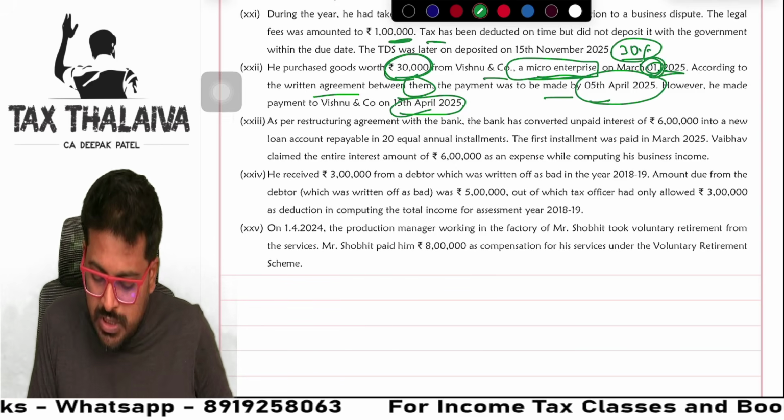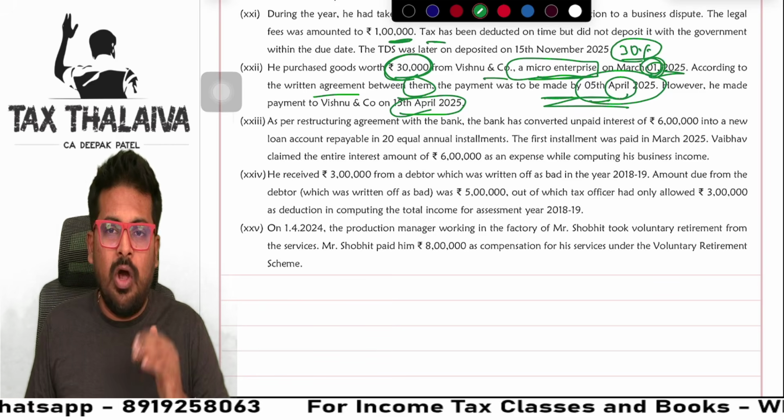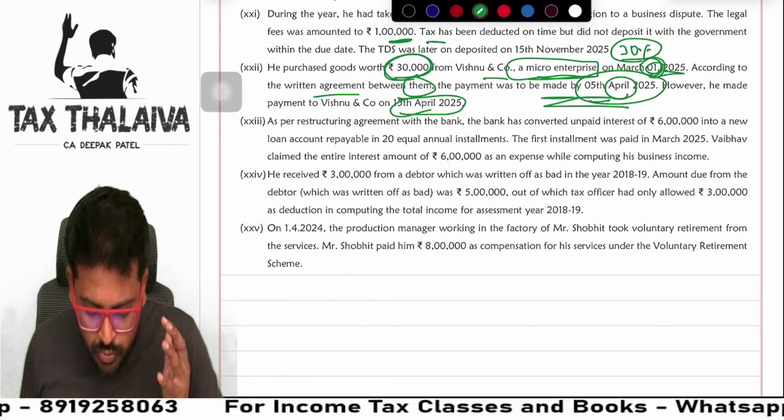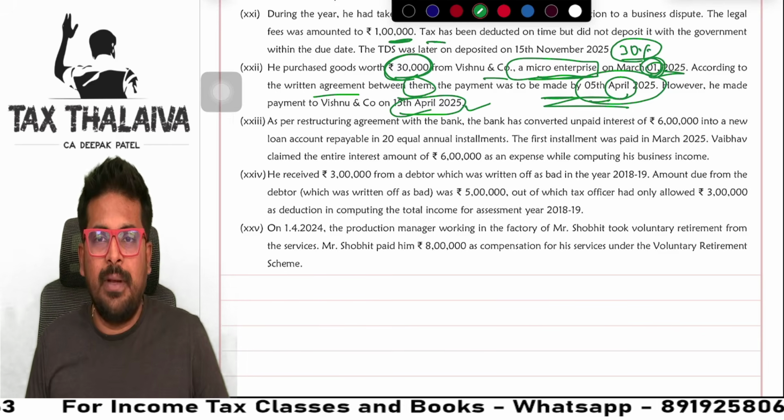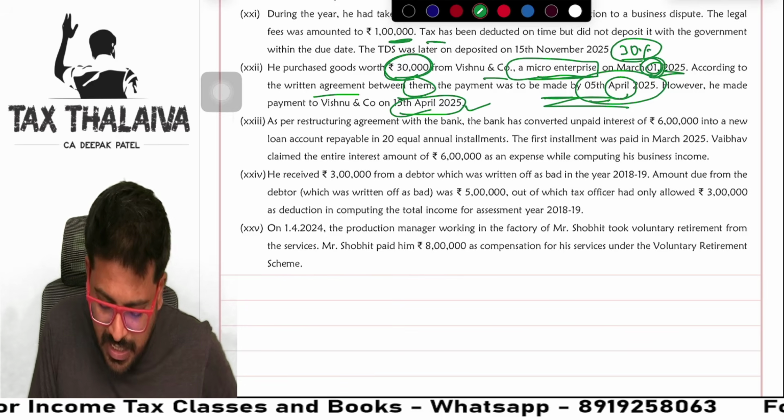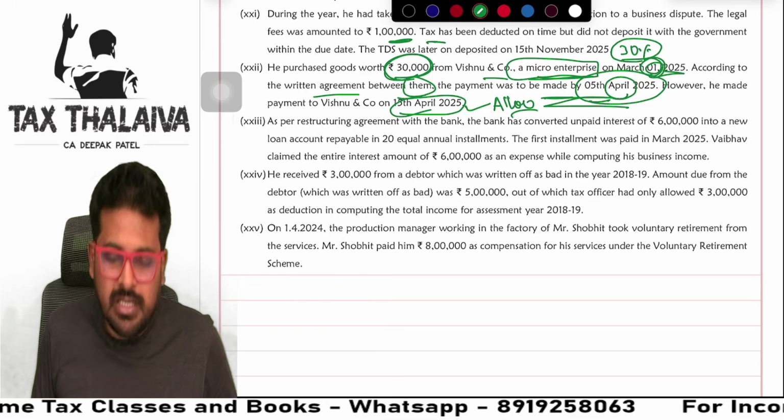Say you purchased the goods in March, and you made the payment on 5th April, so within 45 days you made the payment, or you made the payment on 15th of April, guys. Within 45 days, if it is there, it will be allowed. Otherwise, it will not be allowed.